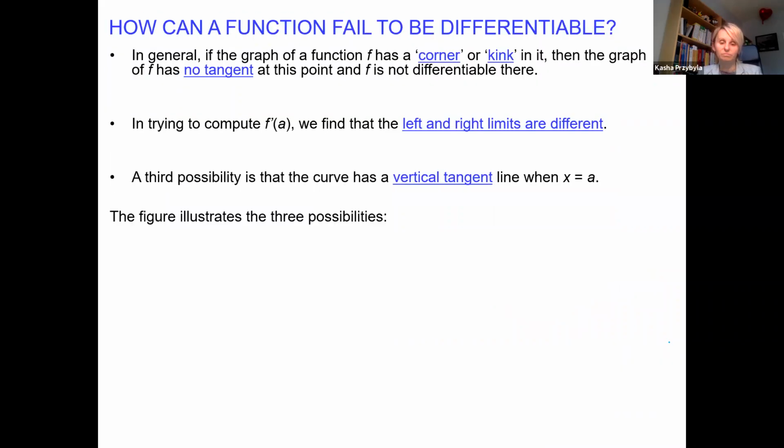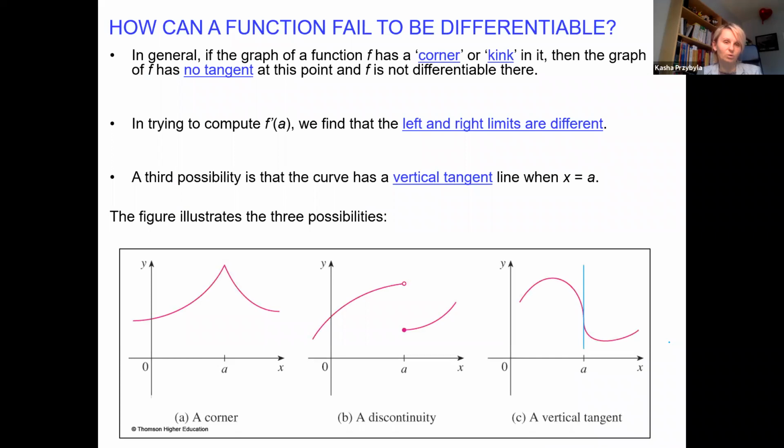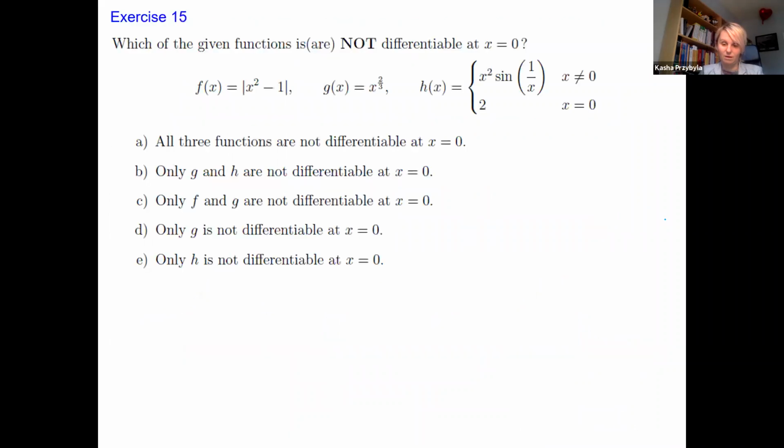And we know the options: the corner, discontinuity, or vertical tangent. Please remember vertical tangent. We remember from yesterday, cube root of x has a vertical tangent at 0. Okay, let's answer this question. Which of the given functions are not differentiable at 0?